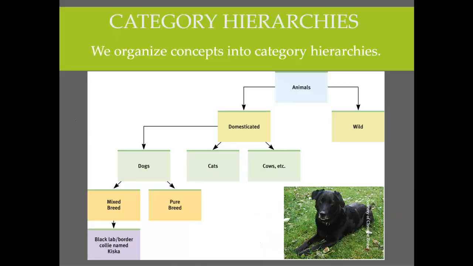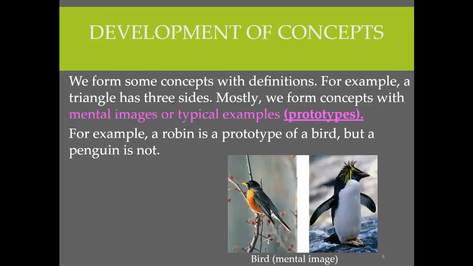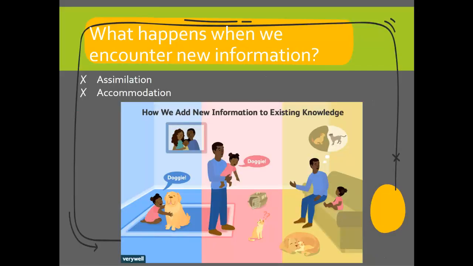How do we organize our concepts? Different ways, but a lot of times into category hierarchies. So hierarchies are kind of like a family tree, the different layers to them. When we're developing those concepts, again, we usually start with a prototype, but then we're able to think of other examples. So the prototype may be the robin type bird, but things like a penguin or an ostrich, they don't fit the prototype.